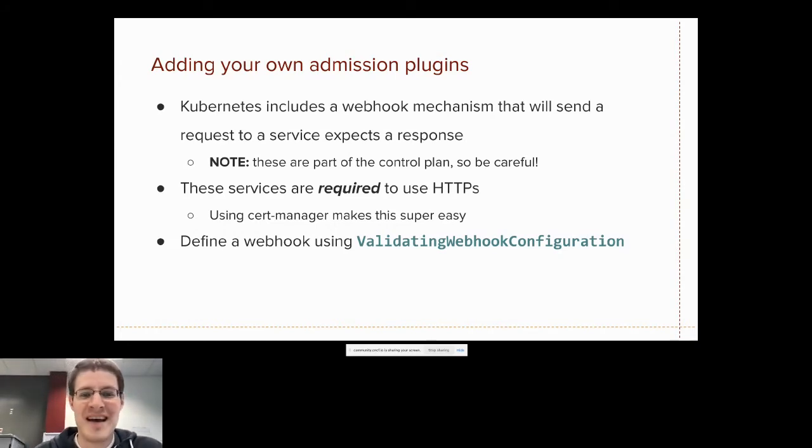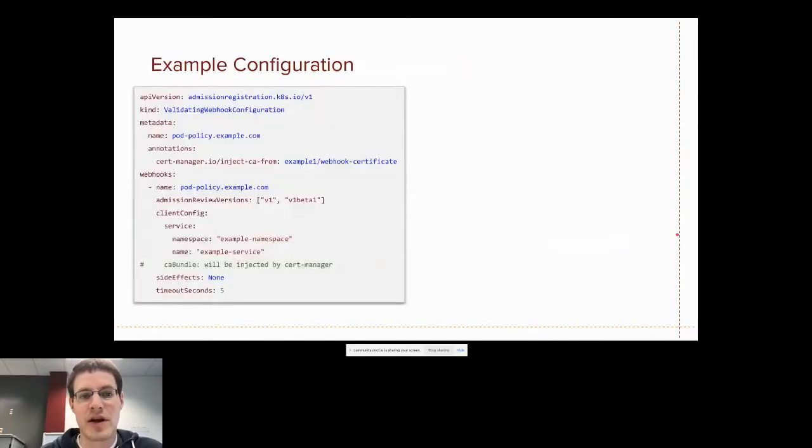And the way that we define webhooks is using another object called a validating webhook configuration, an example of which is right here. So this is saying I want to define a validating webhook configuration, and any requests going to the v1 and v1beta1 API groups, I'm going to notify this service. So in the example namespace, I'm going to send a request to example service, and we'll see on the next slide what that request actually looks like. In this case, we're using Cert Manager to inject the CA, and then the app would actually be using a certificate from Cert Manager just to have that HTTPS connection. So that's why that annotation is there.